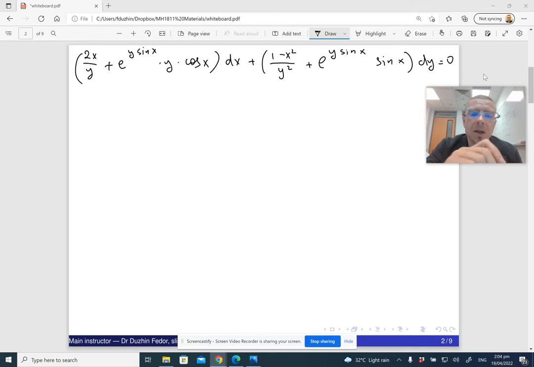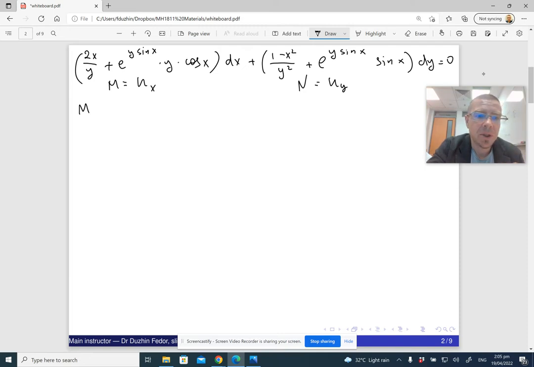So basically, the logic is that whatever the coefficient in front of dx, it should be the derivative of some unknown function with respect to x. And the coefficient in front of dy, it should be the derivative of some unknown function with respect to y. So in order to verify that such an unknown function does indeed exist, we need to differentiate the coefficient at dx with respect to y, and the coefficient at dy with respect to x, and these two should be equal, right? So this is kind of like M, and this is like N.